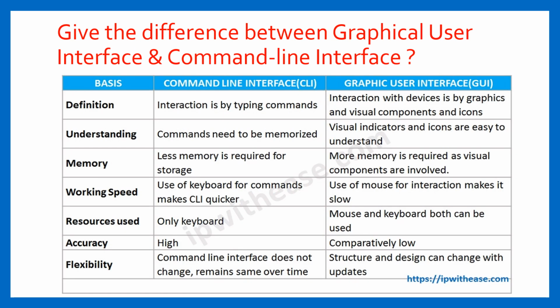The next question is, give the differences between graphic user interface and command line interface. So what is meant by command line interface? By definition, command line interface means interaction is done by typing commands. We interact with the computer by typing commands, like we have seen the DOS commands, right? Like cd, dir, attrib, all these are some of the DOS commands. So by typing those commands, you are interacting with the computer.